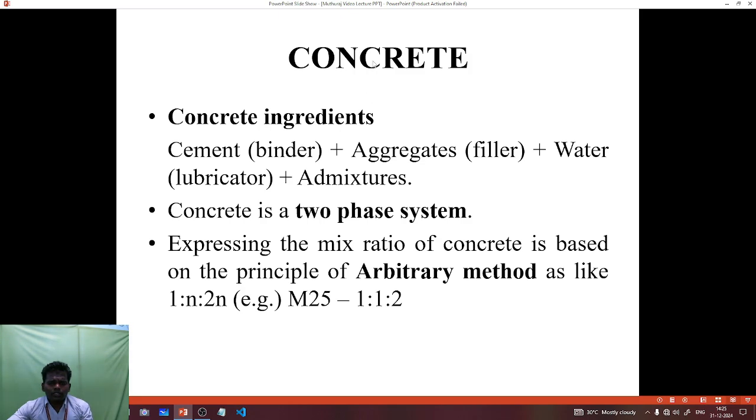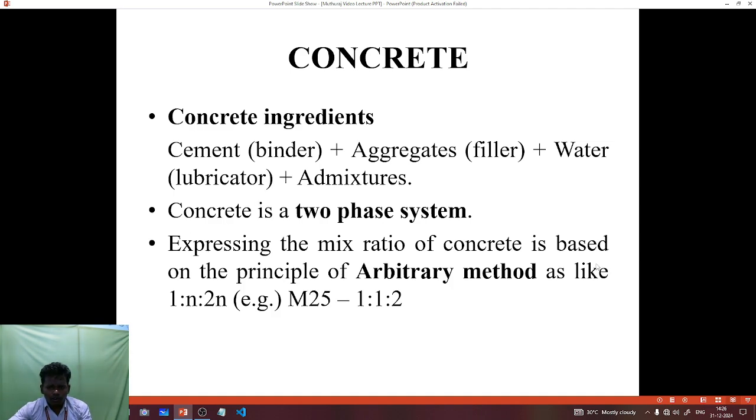Now we are going to see about concrete. The concrete ingredients are cement, aggregates and water, plus admixture if necessary. Cement behaves as a binder, aggregates are commonly used as filler, and water acts as a lubricator. Concrete is a two-phase system: phase 1 is without adding water and phase 2 is with water added, which are the solid and molten states.